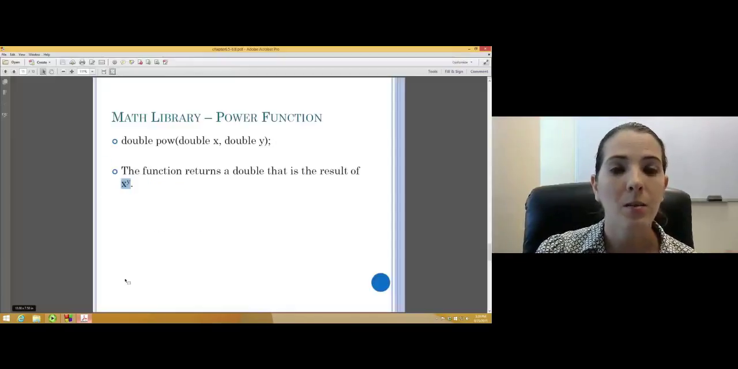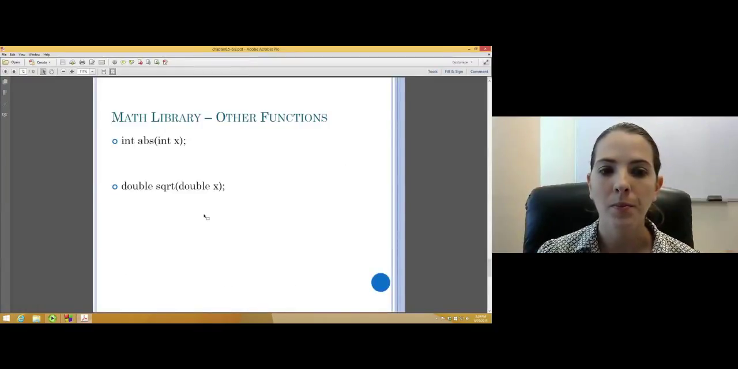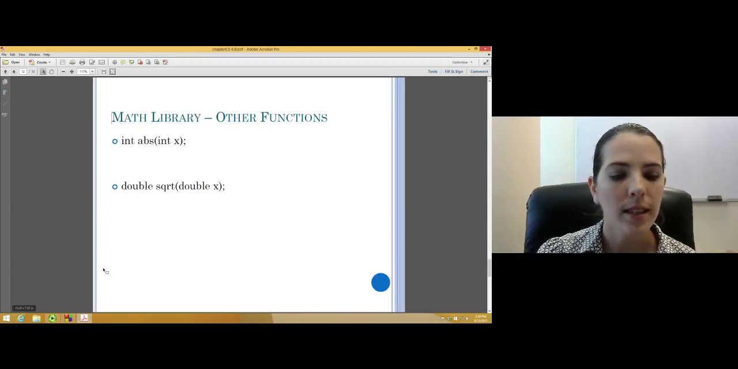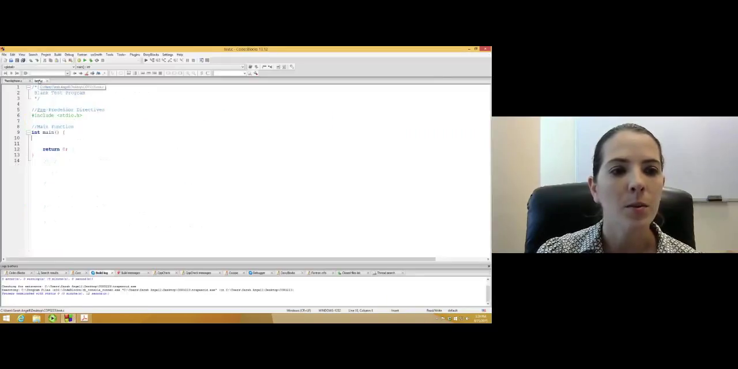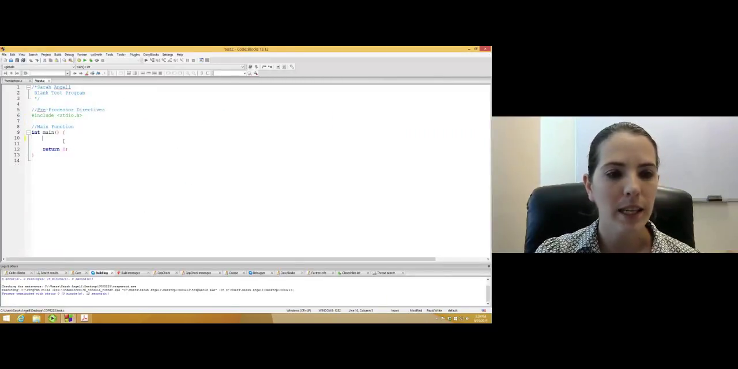The math library has some other cool functions too. So here to look at the most common ones. It has a function for determining the absolute value of a number and also the square root of a number. So let's take a couple minutes to experiment with that. We've got our little test program here, which is just a blank space for us to experiment with.